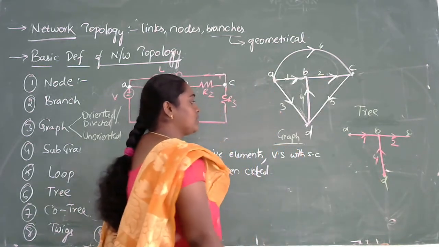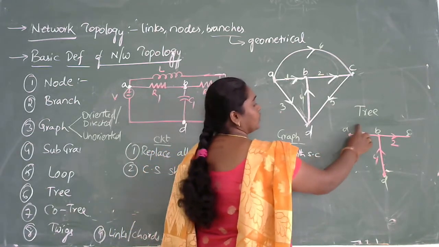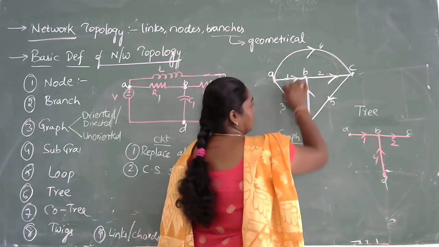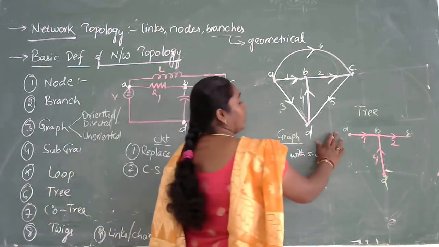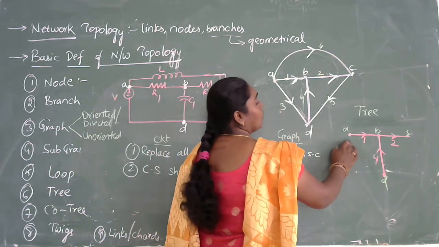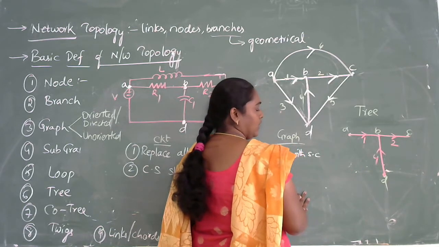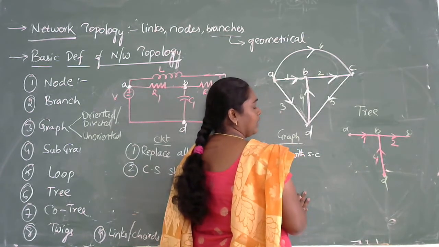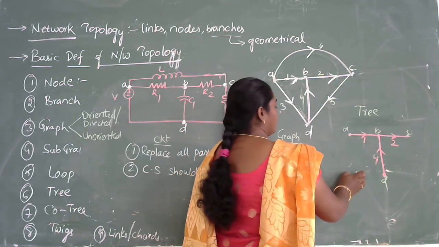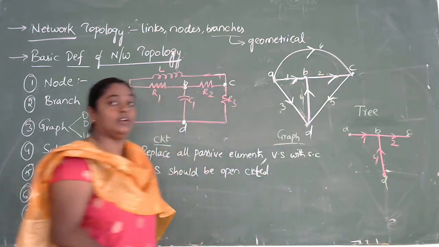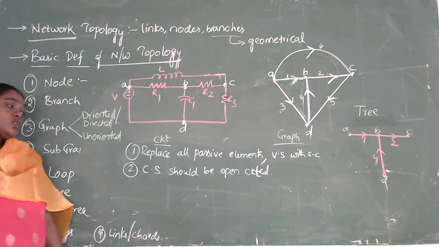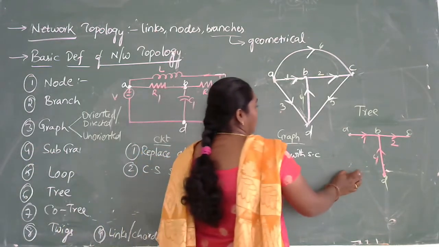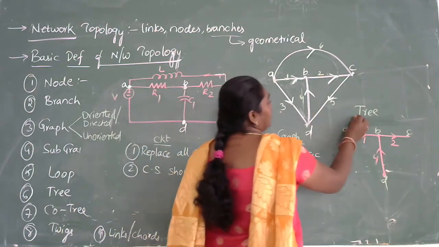So the first property of a tree is it should consist of all the nodes present in a graph, and the second is it should not consist of closed paths in a tree. And the third most important thing is the number of branches in a tree should be less than the number of branches in the graph. So this is one tree for the given graph.